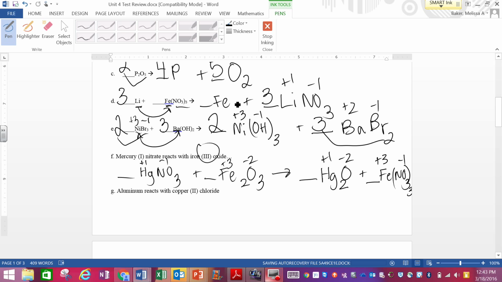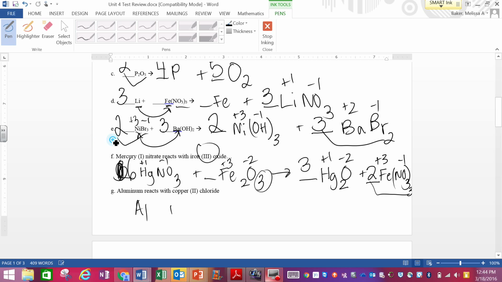Now this is not balanced. 3 NO3s, so we need a 3 here. 3 Hg. Uh-oh. We're going to need more Hgs here. So let's try doing, how about a 3 in front of the Hg2O, since there's 3 O's here. Now we've got 6 Hg, and then we would need Fe2, so we need 2 Fe here, and 2 times that 3, now we've got 6 NO3s. So we're good now.